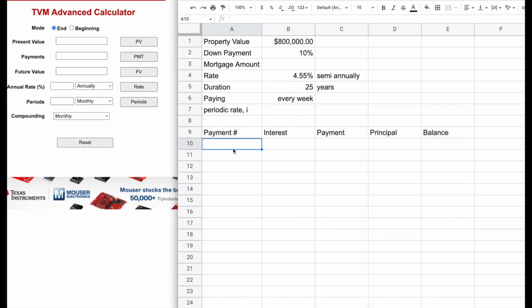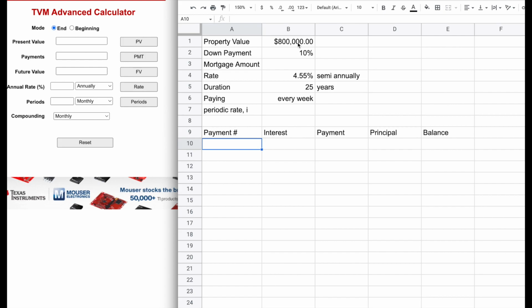Some of them will use the TVM calculator, the advanced mode, and some of them you'll just have to do kind of on your own, either in the calculator or in the spreadsheet in a similar way that I'm doing it. There are different ways you can do this in the spreadsheet, but I'm going to try and make this kind of as easy to follow as possible. So let's look at our situation.